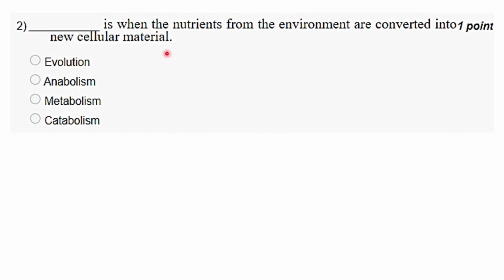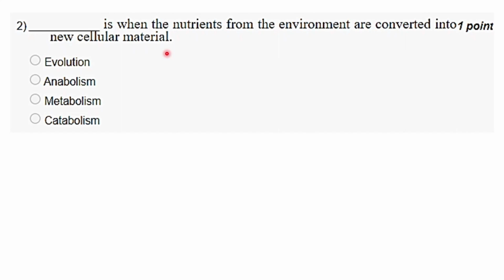Catabolism is breakdown, anabolism is synthesis. So when it's written, nutrients of the environment are converted into new cellular material, that will be anabolism. Evolution is a completely different process. Evolution is how eukaryotes evolved from prokaryotes. Evolution is how human beings came to be. So, people say that primates are very close to human beings, apes are very close to human beings. So evolution is a completely different process.